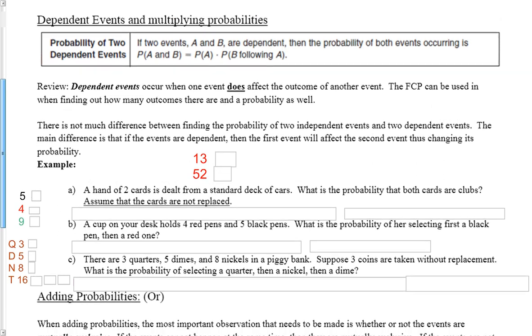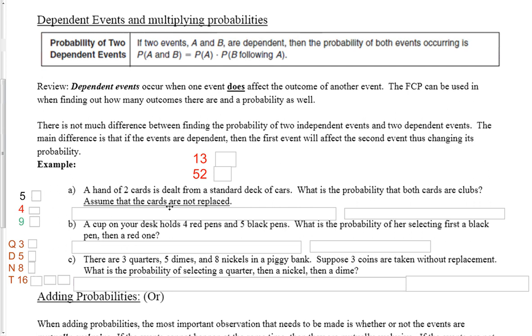We're going to take a look at dependent events. It's basically the same as independent events as far as the multiplication step once we have our probabilities. However, because one outcome does affect the probability of the next one, we need to make sure that we are taking it one step at a time to find our probabilities. I'll show you how that works.